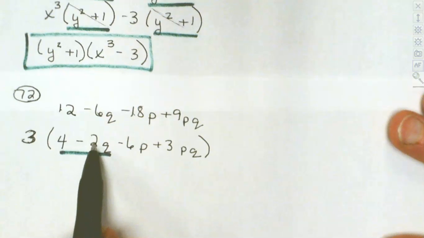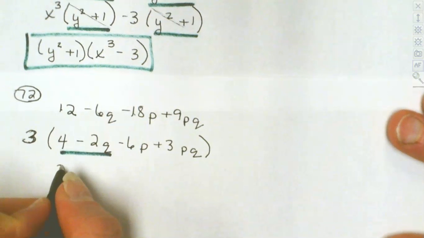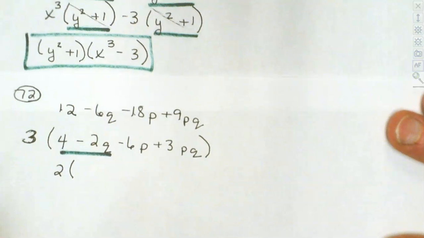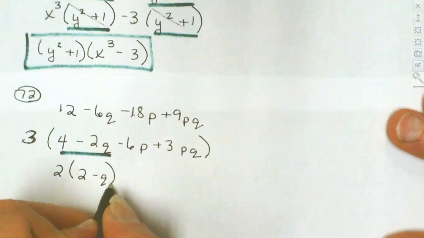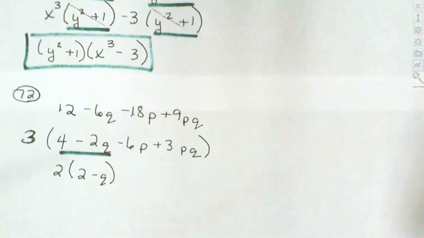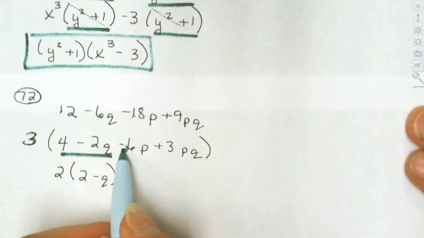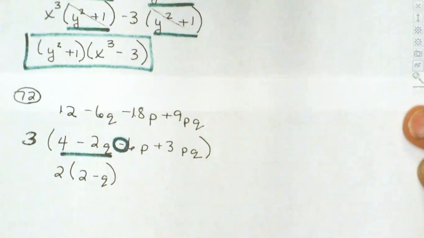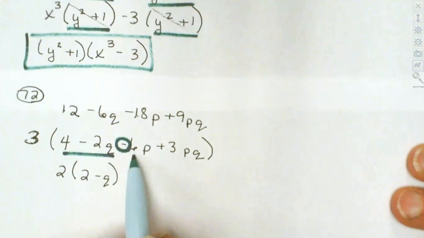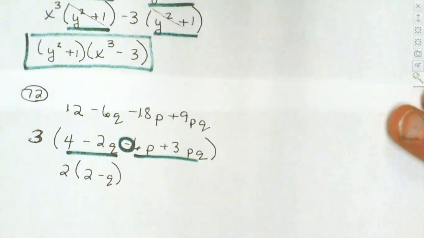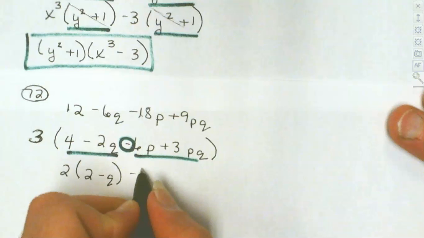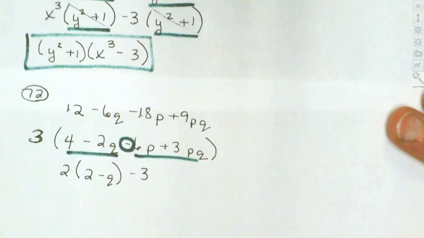We have a 4 and a 2, so it looks like I can take out a 2, and that's going to leave you with a 2 minus q. The next 2 pieces begin with a negative. If the second 2 pieces begin with a negative, you have to factor out a negative. So we're going to factor out a minus 3. That's what they have in common.